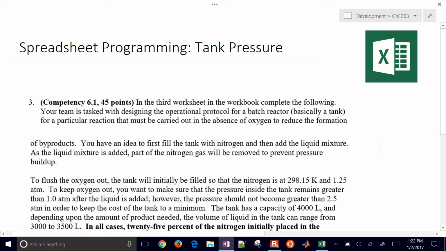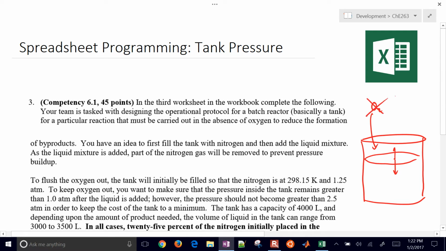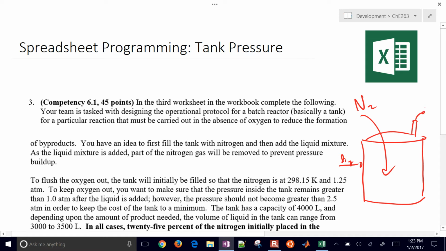Okay, so the problem is a tank. We have a batch reactor, basically a tank that's going to have some liquid in it, but it's not going to be liquid full. This liquid level is going to go up or down, and we have some problems if there is oxygen in here. We don't want any oxygen. The idea then is to fill this tank, with no liquid in it, with nitrogen. And then as we start adding the liquid reactant, it's going to displace the nitrogen, and we can fill this up and operate this batch reactor without concern over reacting with oxygen.